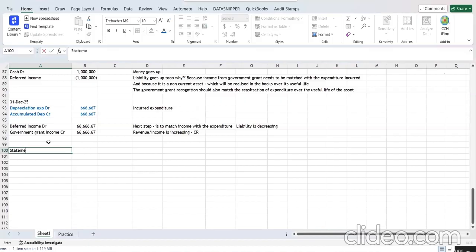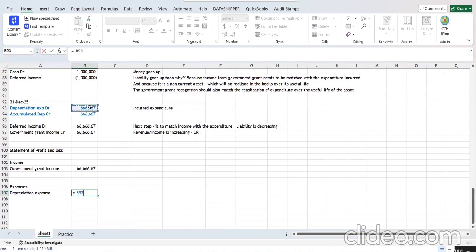Okay, and now in my statement of profit and loss, first of all, in the income statement, we show our income, right? So I'm going to show my government grant income for this much. And then under my expenses, I will show my depreciation expense for how much? For this much. And what is the net impact?